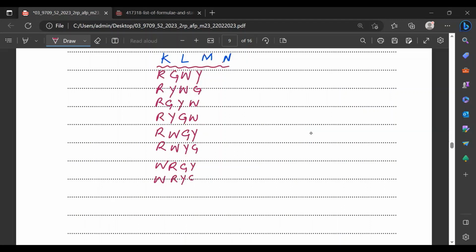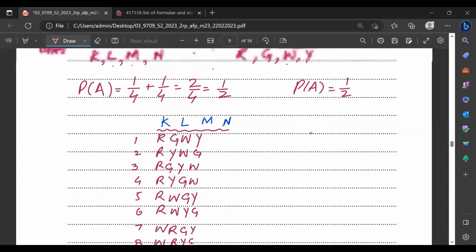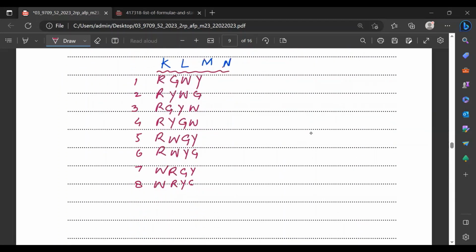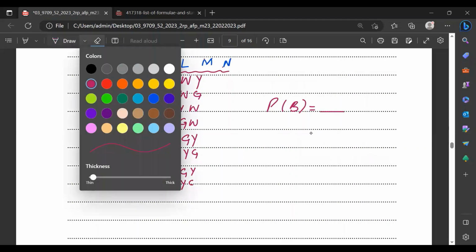So in each case, there are 1, 2, 3, 4, 5, 6, 7, 8. There are 8 possibilities here. So these 8 possibilities are there. So the probability that the red marble is to the left. So if there are 4 things, how many ways can you arrange the 4 things? So the probability of B is equal to, there are 4 things, 4 factorial.